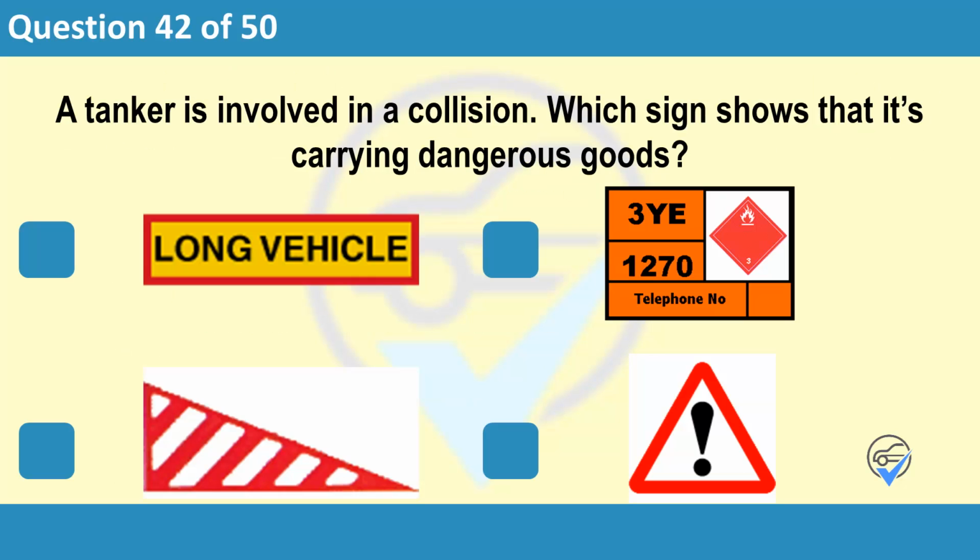A tanker is involved in a collision. Which sign shows that it's carrying dangerous goods? There will be an orange label on the side and rear of the tanker. Look at this carefully and report what it says when you phone the emergency services. Details of hazard warning plates are given in the Highway Code.